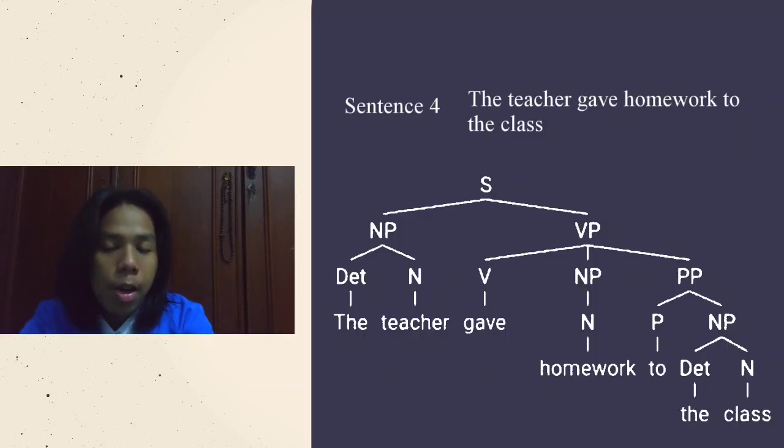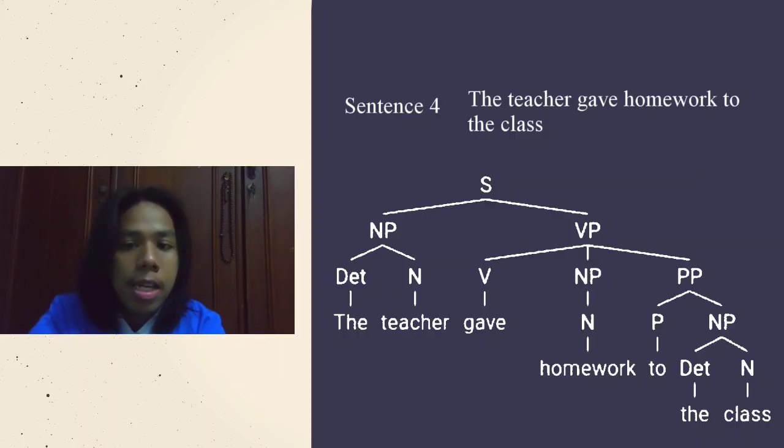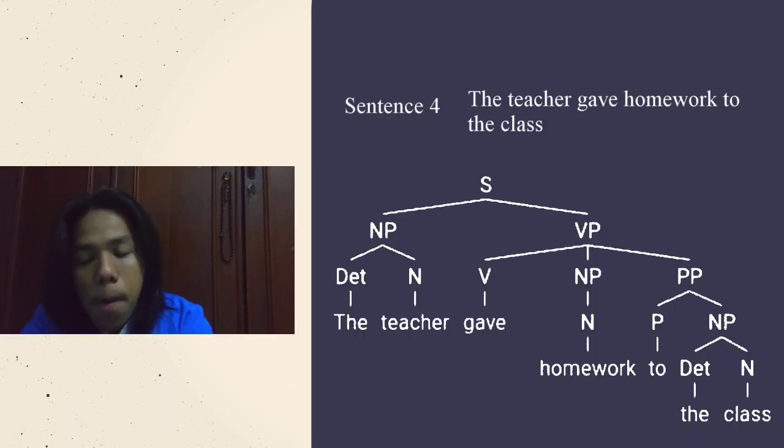And we add a prepositional phrase, which contains a preposition and noun phrase. In this case, the preposition is "to," and the noun phrase is "the class," which is created by the determiner "the" and the noun "class." So "the class" is a noun phrase; the preposition and noun phrase become a prepositional phrase, and the verb plus noun phrase and prepositional phrase become the verb phrase. So noun phrase and verb phrase make a sentence, as I said before.